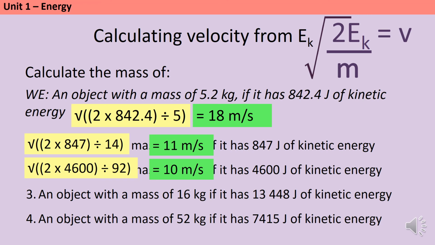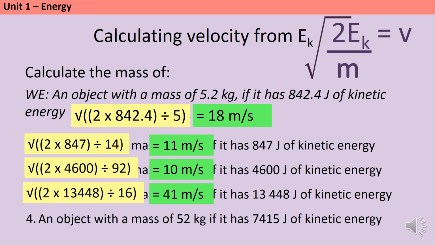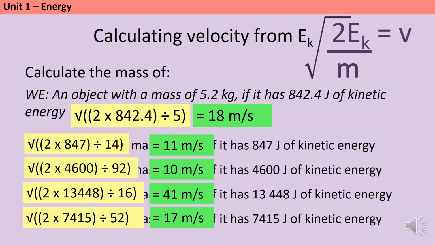Then for question 3, we double 13,448 and then divide that by 16. And that gives an answer of 41 metres per second. And then finally, 2 lots of 7,415 divided by 52 gives a velocity of 17 metres per second.